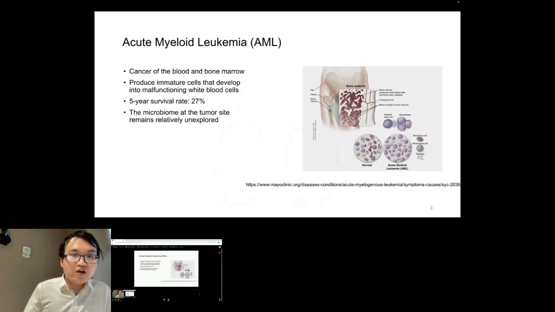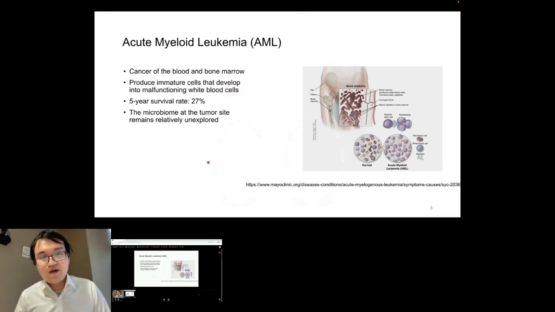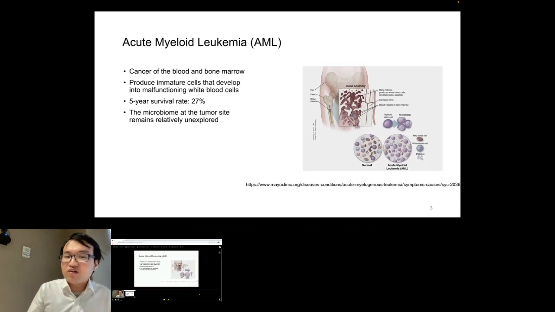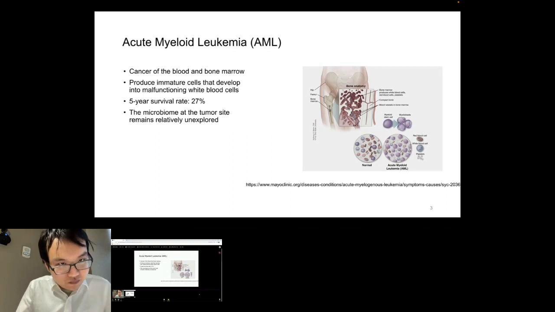Acute myeloid leukemia, which is the cancer of blood and bone marrow, is a liquid tumor. This cancer produces immature cells that develop into malfunctioning white blood cells and has a 5-year survival rate of 27%. Thus, AML constitutes a huge threat to human health, and its microbiome at the tumor site remains relatively unexplored.